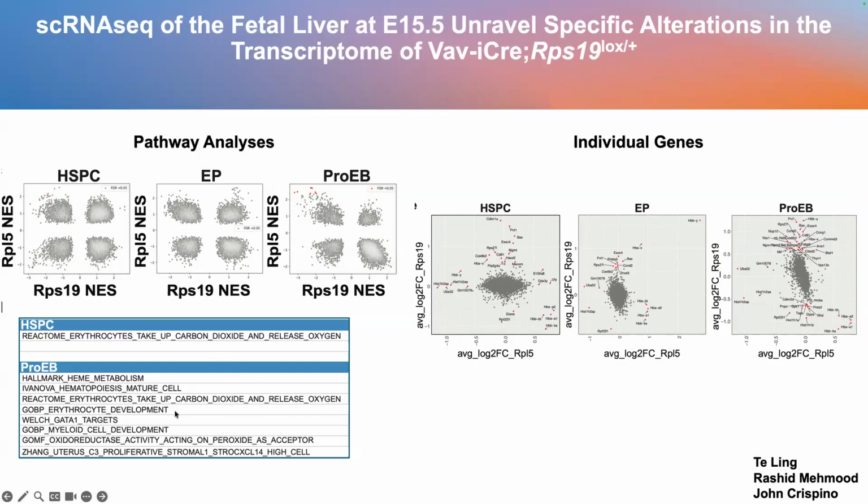The GATA1 targets are present. You name it, we could find these different pathways. But then at the individual gene levels, there were some surprises. For example, if you look at genes that are involved in apoptosis, like P21, like BAX, we only found them upregulated in the RPS19, not in the RPL5.